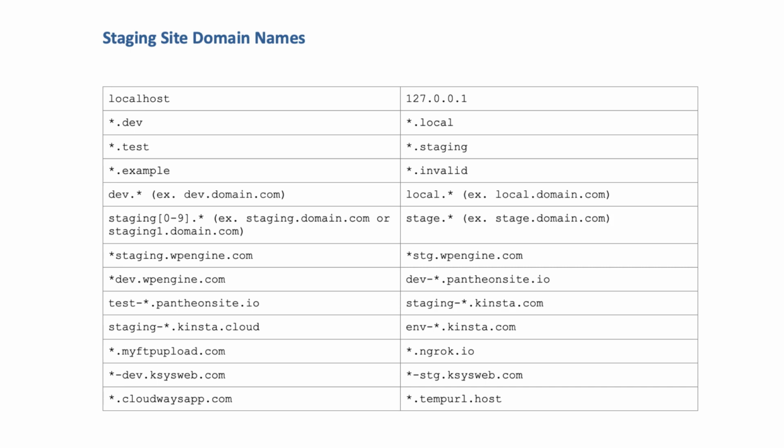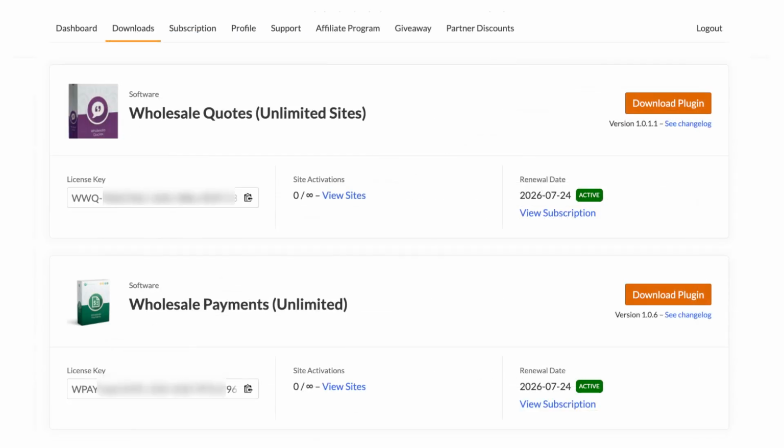To begin, log into your account at wholesalesuiteplugin.com. Navigate to the Downloads tab. Here, you'll find a list of your Wholesale Suite plugins. Locate the plugin for which you want to activate a staging site. Underneath the plugin name, you'll see a license key. Copy this key, as you'll need it in the next step to connect your license to the staging environment. This ensures that your staging site has the necessary permissions and functionality for testing.